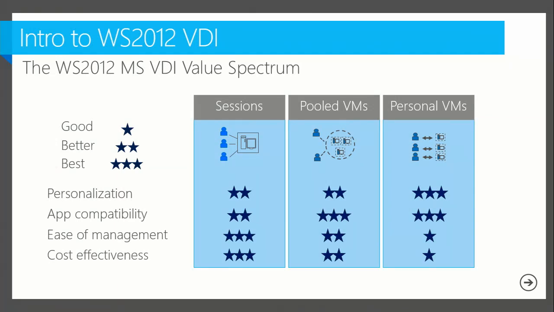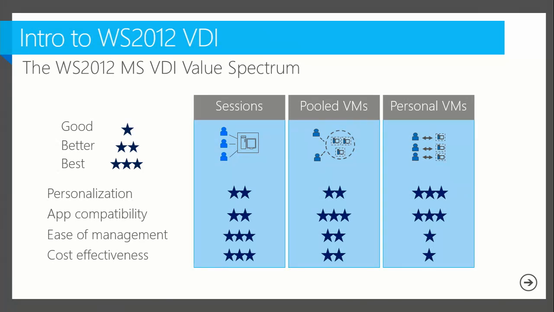Sessions are the most cost-effective because a single operating system is hosting so many users. And it's very easy to manage RDSH since you just create a single image to which users connect. The app compat is a little bit below what you would get on a client SKU because some applications just don't like running on the server, and users have a limited ability to personalize their session because they don't have admin rights.